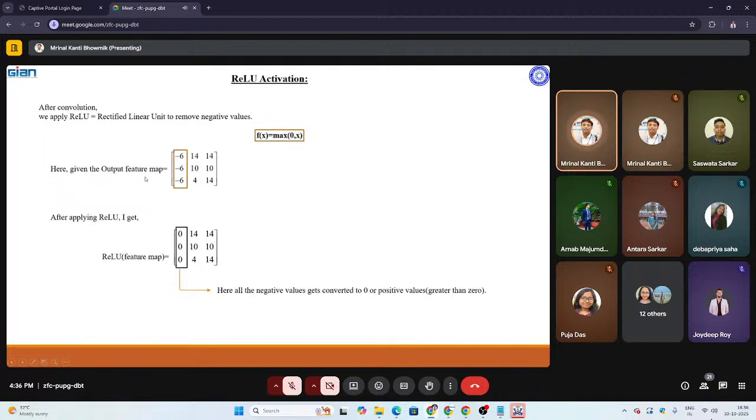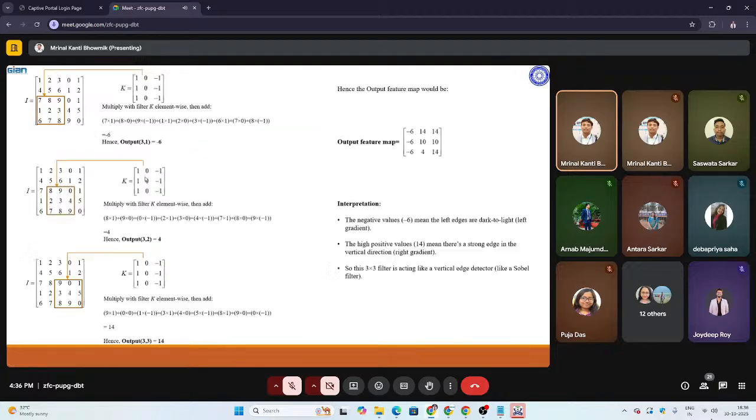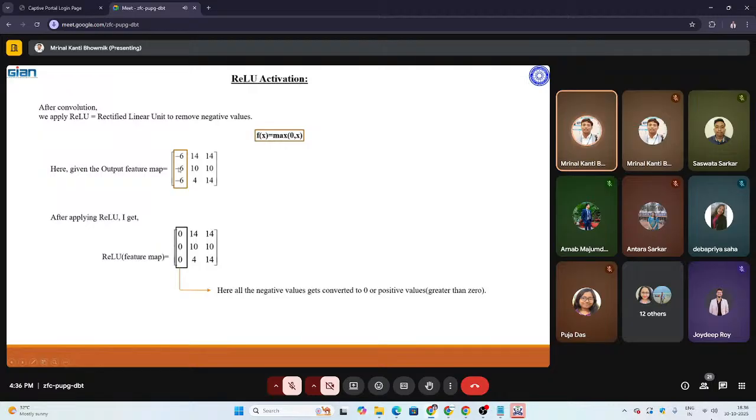Here the output feature map that we got from the previous slide is -6, 14, 14, -6, 10, 10, and -6, 4, 4. After applying ReLU, the -6 gets converted to 0. All the negative values are converted to 0, and the positive values remain as usual.